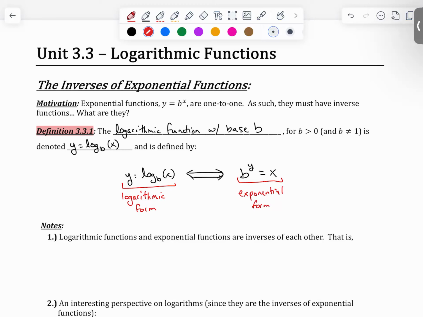So let's digest that for a second. What exactly do I mean? How is it defined this way? If you're trying to find a log value of something, like log base 5 of 3, you would want to convert it to exponential form to find out what that value would be. So a logarithm is defined based on the exponential function with the same base.